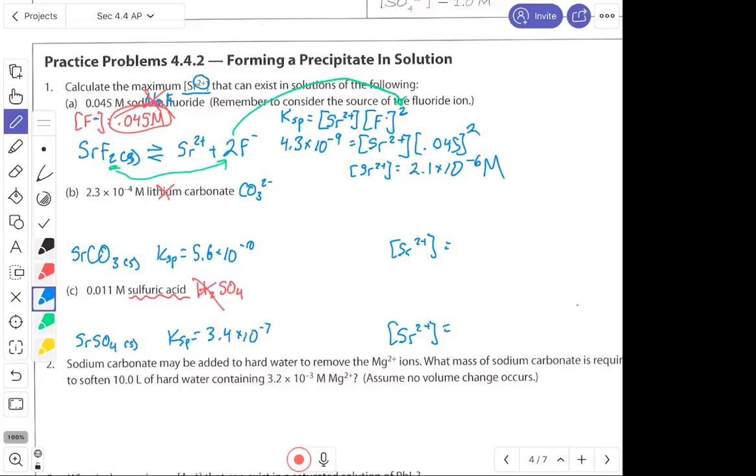What's the charge for SO4? 2 minus. 2 minus. 2 minus. Thanks.